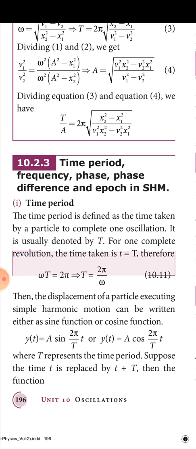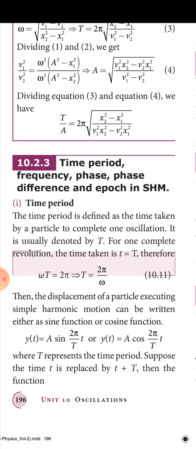So, for a complete revolution, the time taken, small t, is capital T. Therefore, omega t equal to 2 pi, which means a complete rotation, making an angle of 360 degrees. So we can find the value of T from this data as T equal to 2 pi by omega.